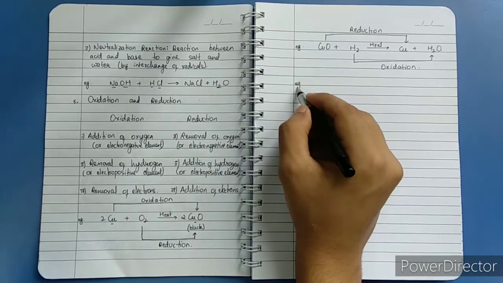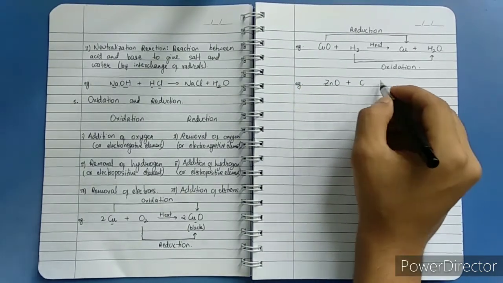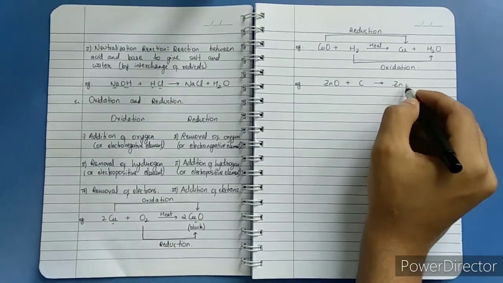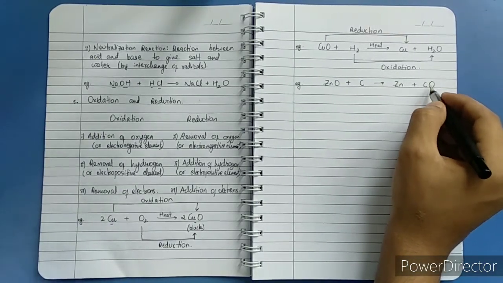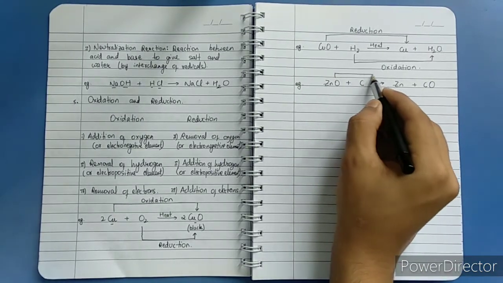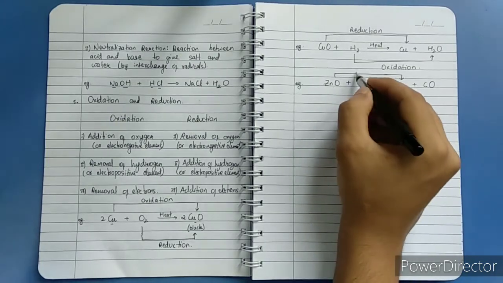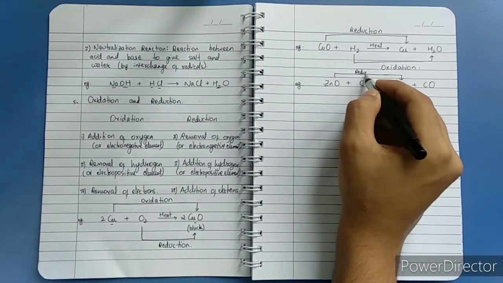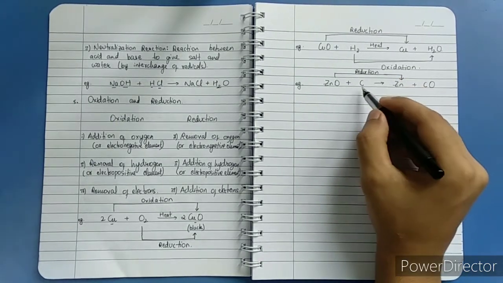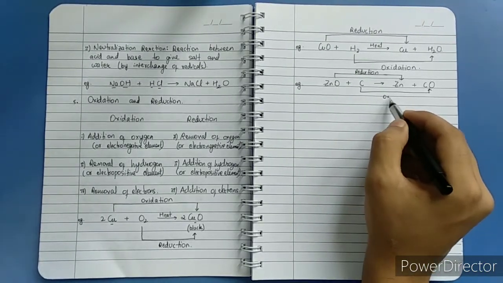Now next example, ZnO plus C gives zinc plus CO. So here zinc oxide is converting into zinc, that is removal of oxygen. So this is reduction, and carbon is gaining oxygen. So this is oxidation.